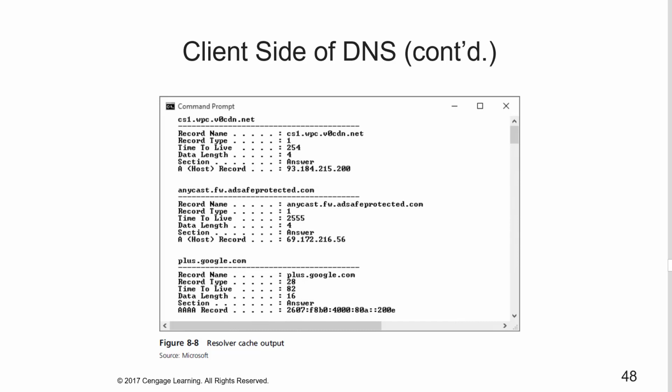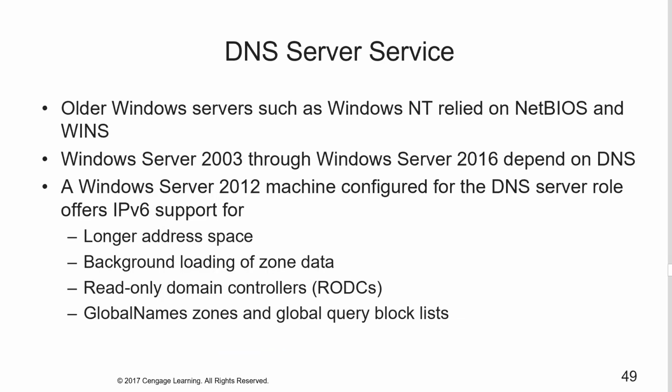If you've ever seen invalid domain name error messages in a browser, and it probably happened to everybody, it's usually because you mistyped or misspelled a domain name. Try that out. This is an example of how browsers interact with the DNS resolvers. And here is a screen grab of client-side DNS, the output of a resolver cache.